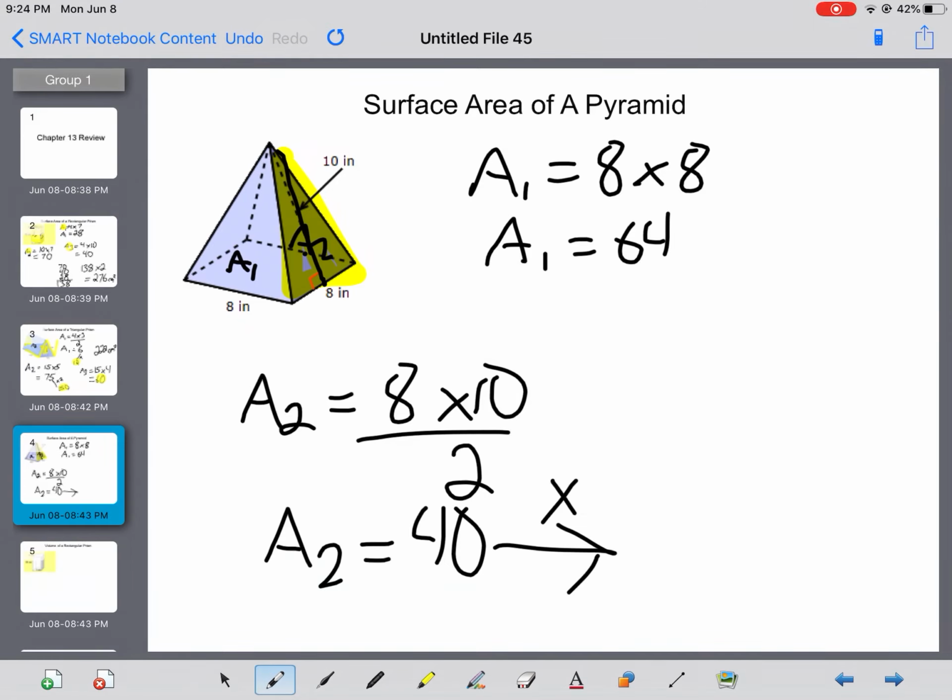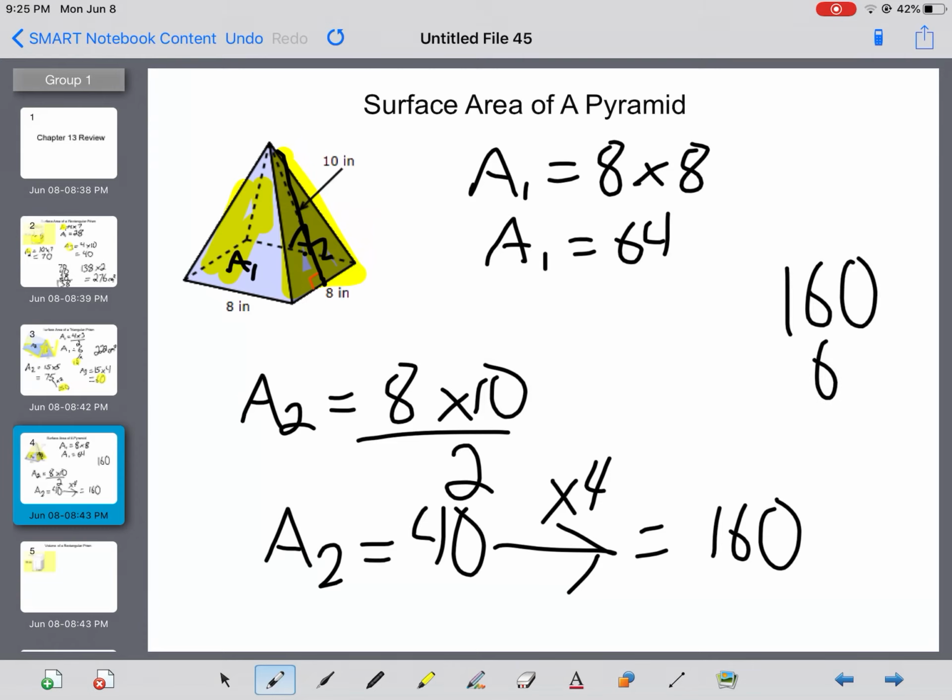Now this one, if I think about it, I should notice that I actually have 4 triangles that are that exact same area. So I'm going to multiply it by 4, and I get 160. So then I'm going to add my 160 for the 4 triangles and 64, and I get 224 inches squared. So once again, surface area. Remember to look for all the faces.